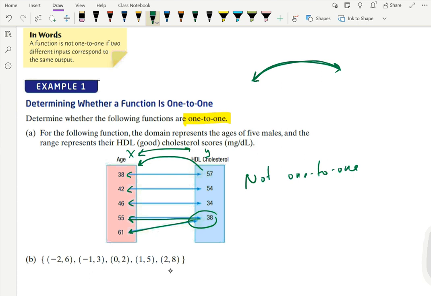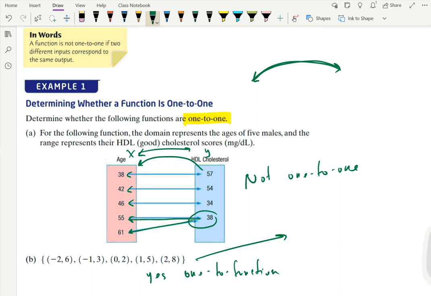Does this work the same in reverse? For every y value, do we only get one x value back? So if my y value is 8, I only get one x value. Y value of 5, only one x value. 2, same way. 3 works the same way. 6 works the same way. So yes, this is then a one-to-one function. Not only is it a regular function, but it's also one-to-one.